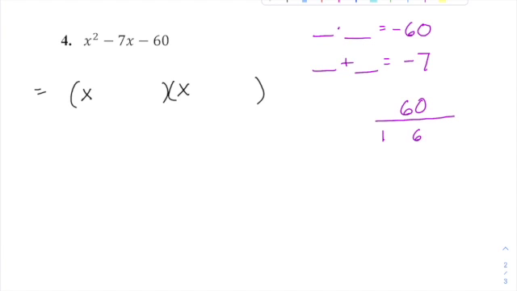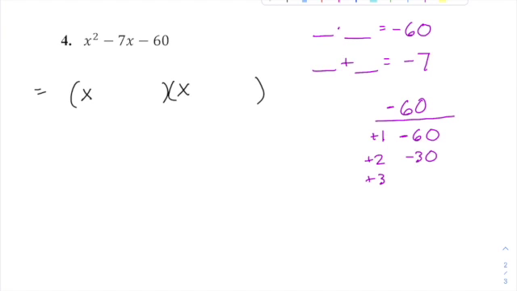1 goes into everything, right? 1 and 60. But again, one's got to be negative, one's got to be positive, and in this case, the bigger one's got to be the negative one. The smaller one's the positive. Those would multiply to be negative 60, but they would add up to be negative 59. So we're way far from adding up to negative 7. So how about positive 2? 2 and negative 30, that adds up to negative 28. No good.